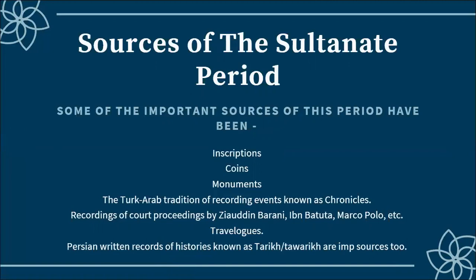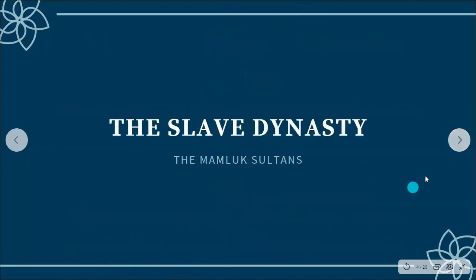So you have these Persian records of histories, travelogues, recordings of the court proceedings, chronicles, monuments, coins, inscriptions. All of these combined give us a good amount of source for this particular period. Right. So let's start the Slave dynasty.